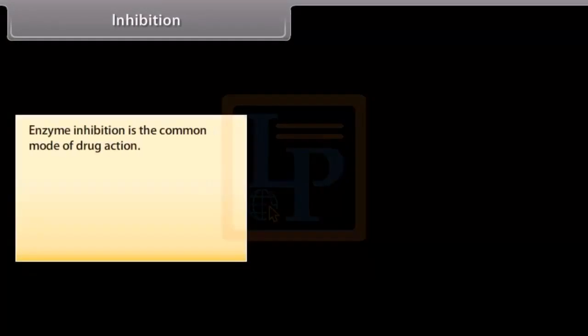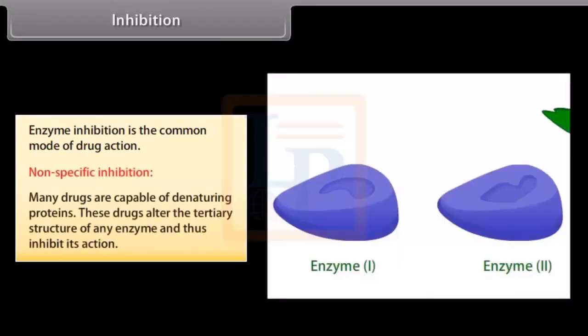Inhibition. Enzyme inhibition is the common mode of drug action. Non-specific inhibition. Many drugs are capable of denaturing proteins. These drugs alter the tertiary structure of an enzyme and thus inhibit its action. For example, heavy metal salts, alcohol, formaldehyde and phenol inhibit enzymes non-specifically.